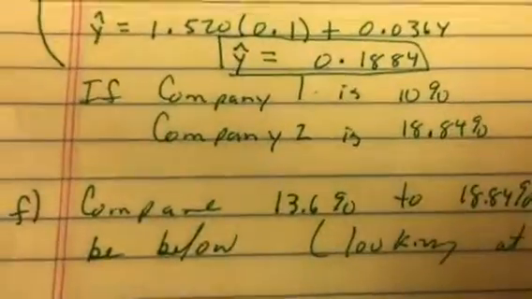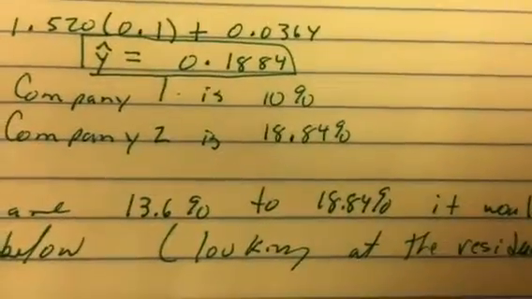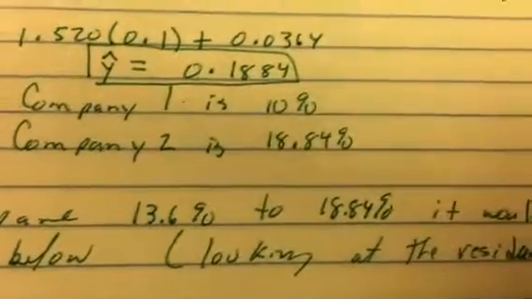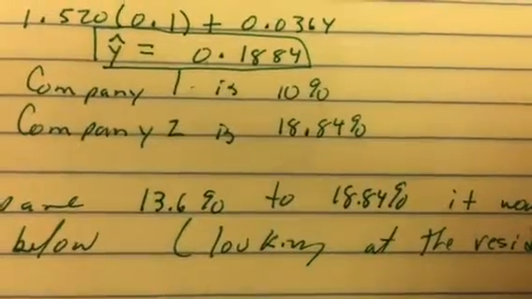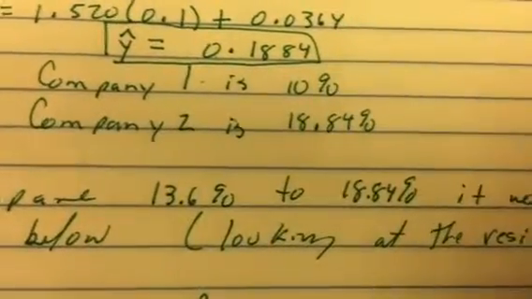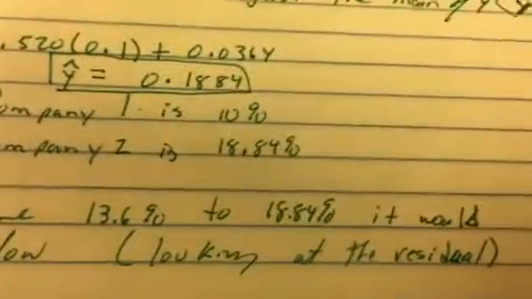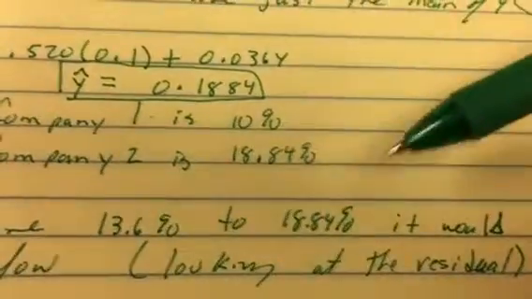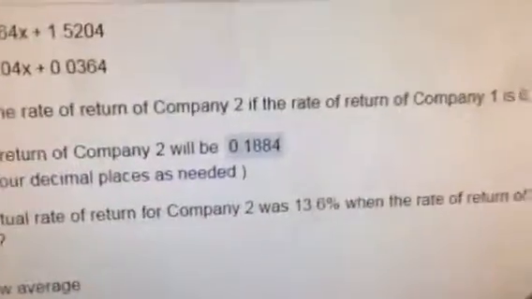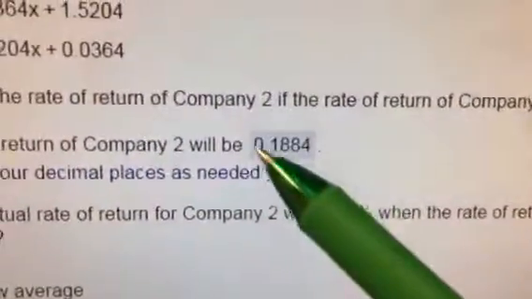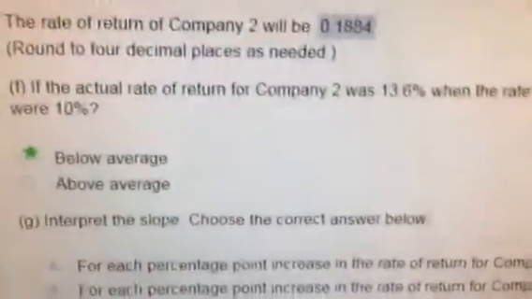You are comparing 13.6 to the 18.84 we predicted. 13.6 is your observed value. 18.84 is our predicted value. If you subtract those two, that's called your residual. If you look at those, notice the actual value, 13.6, is less than the predicted value, so that means it's below average. You look at it as a percent, so it's below.